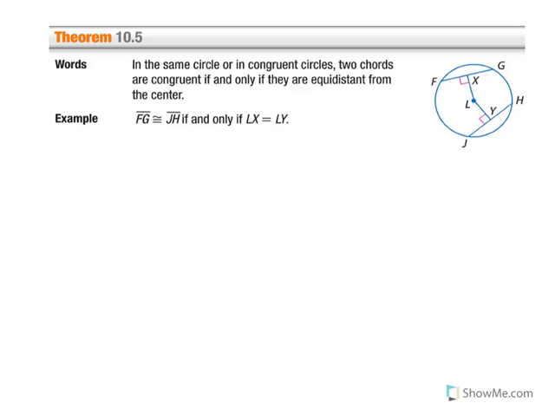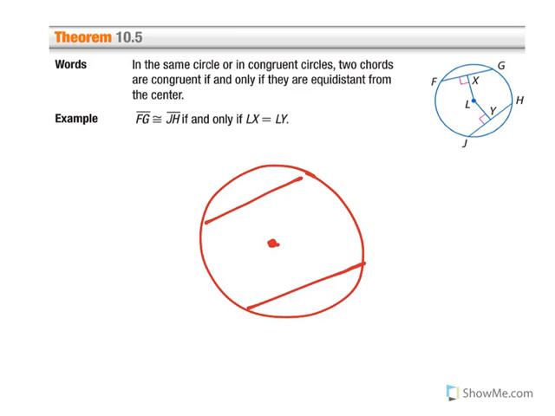And theorem 10.5. I believe this is our last theorem we are looking at today. Theorem 10.5 says, in the same circle, or in congruent circles, two chords are congruent if and only if they're equidistant from the center. So what does this mean? So we have a circle, we have a center, and then we have two chords. It can be in congruent circles too. These chords are congruent if and only if they're equidistant from the center. So they are the same distance from the center.